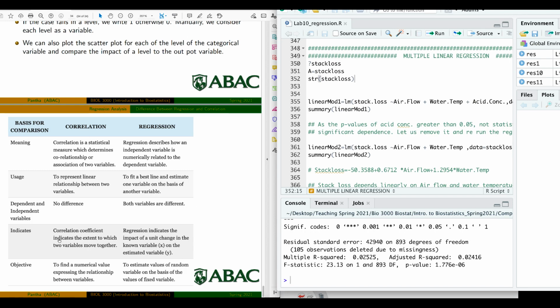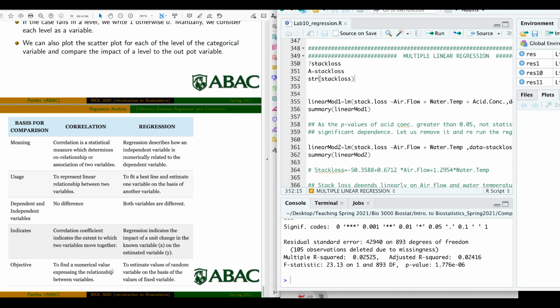Okay, the correlation coefficient indicates the extent to which the 2 variables move together. Regression indicates the impact of a unit change in X on the variable Y. Okay, and the objective is to find a numerical value that expresses the relationship between the variables.